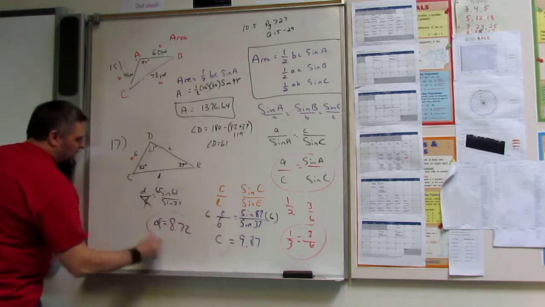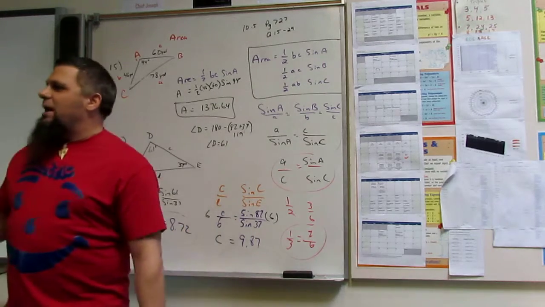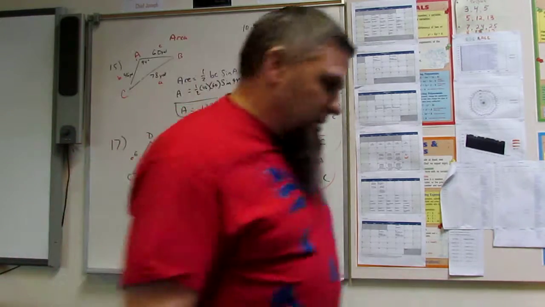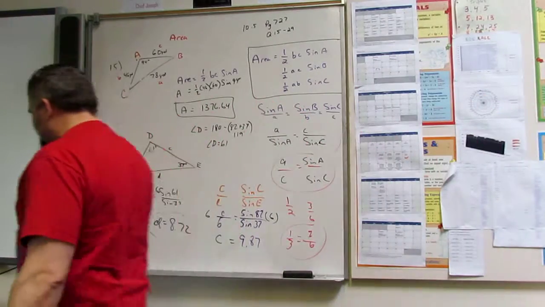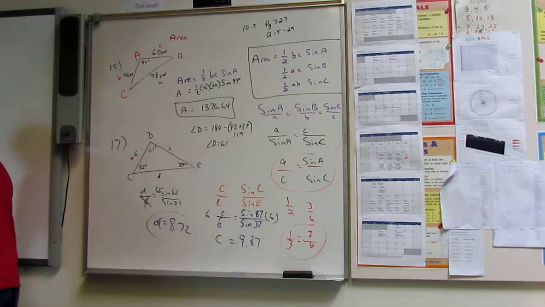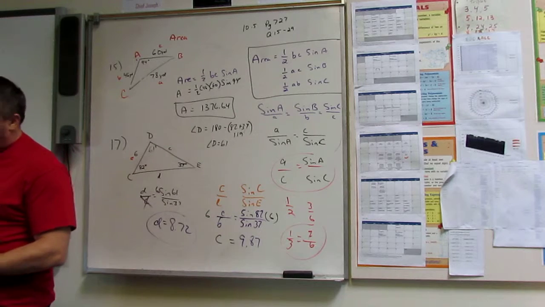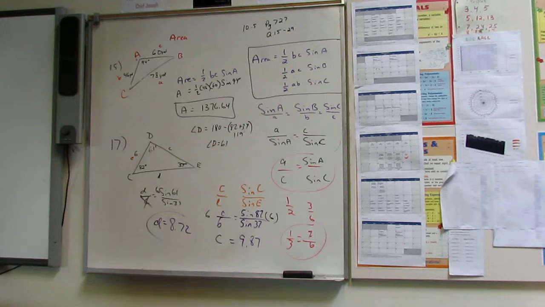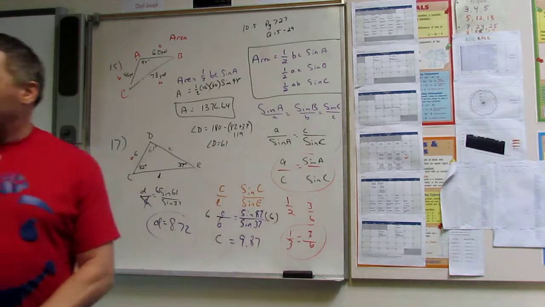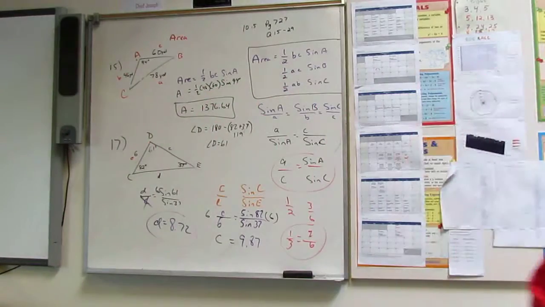8.72. Okay? Now I'm sure that the book got 8.7, right? Yeah, because they got only 1 decimal last time. And if I had told you to round to the nearest tenth, I just didn't read it. So 8.7. Okay? And that's how you do law of sines and there's area.